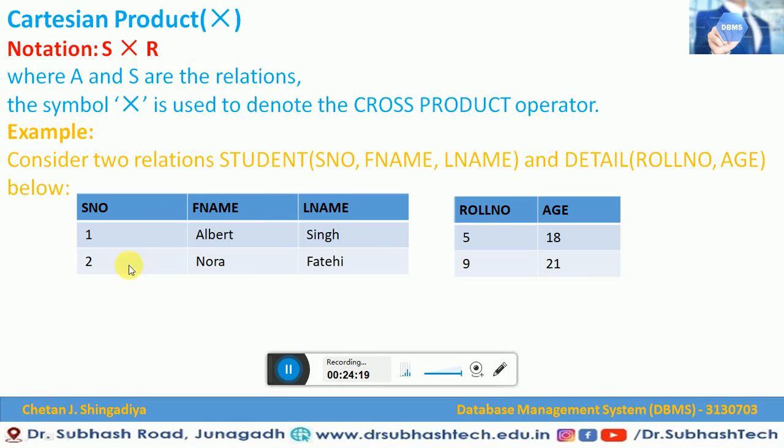Here you can see that in both tables, the student table and the detail table, there are 2 records. So according to the cross product, it is 2 cross 2, so we will have a total of 4 records.